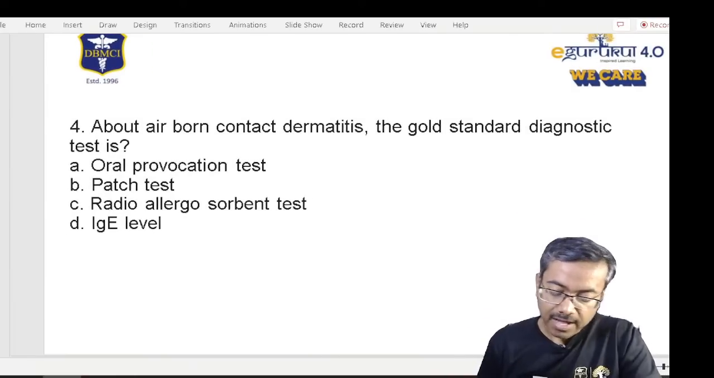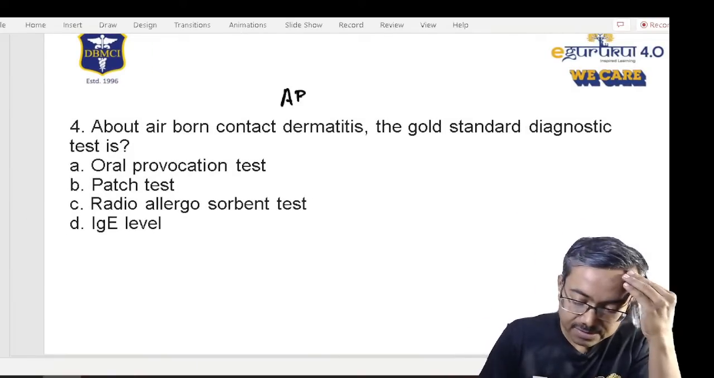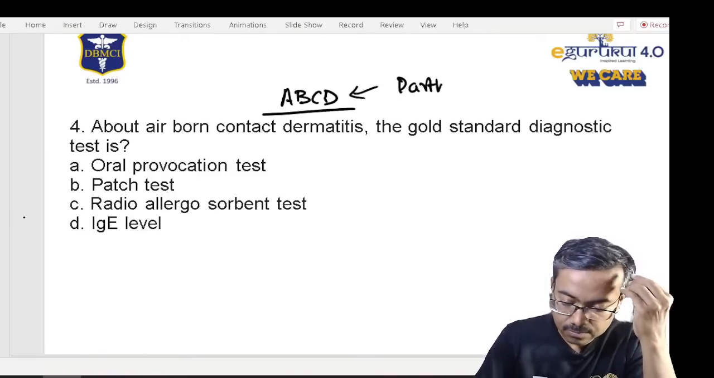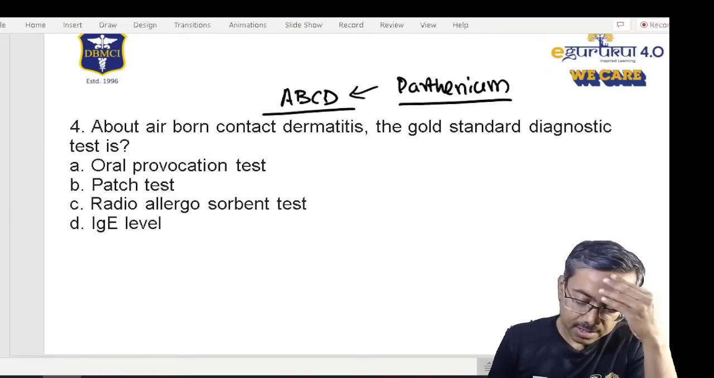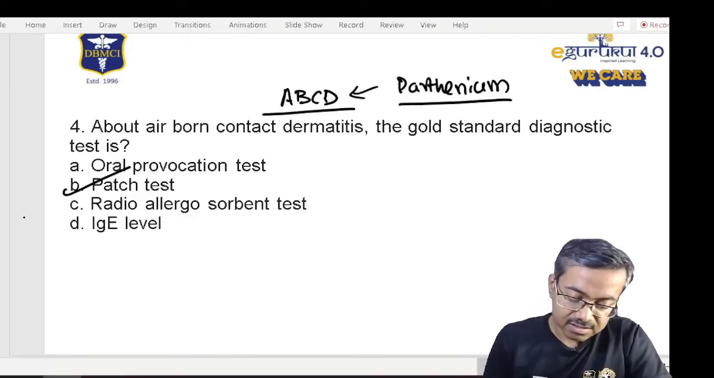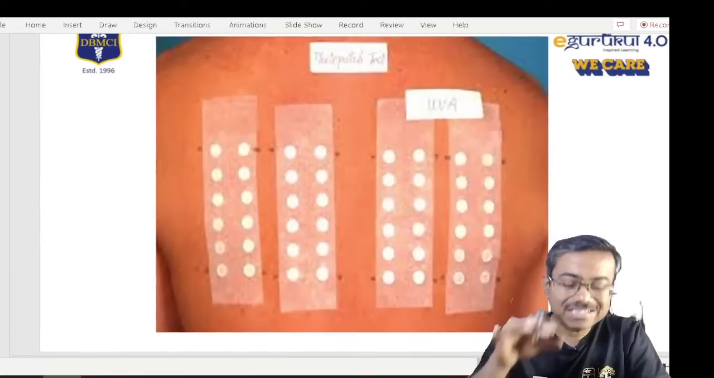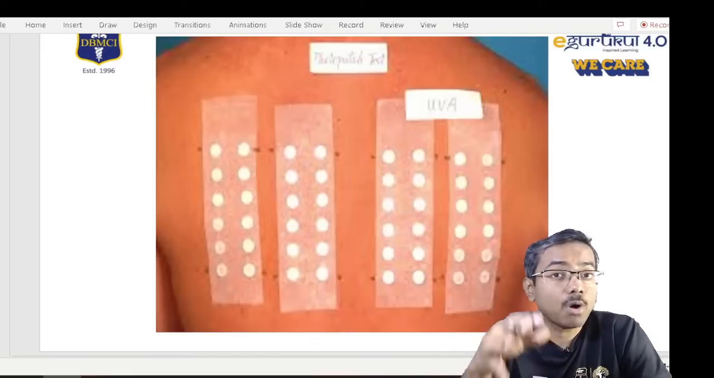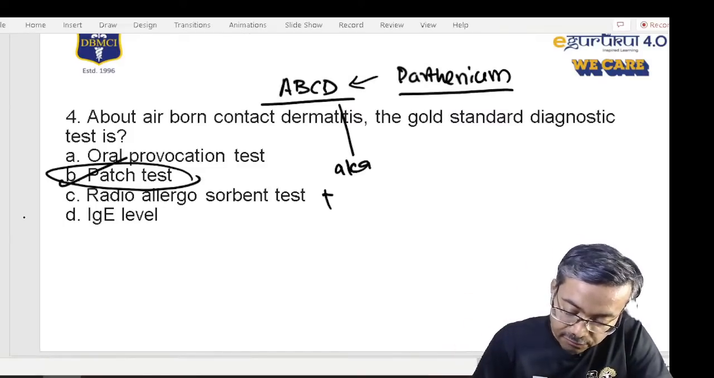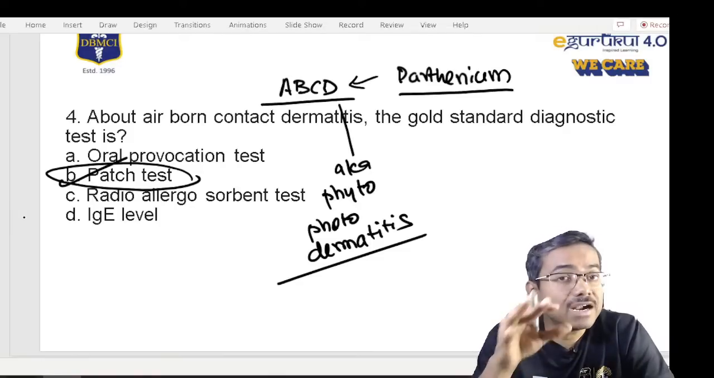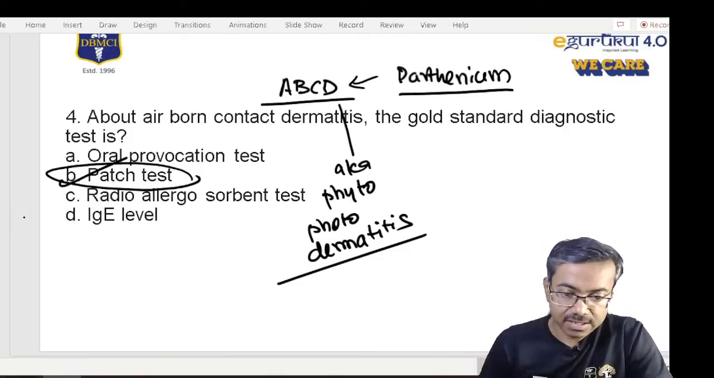Okay. About airborne contact dermatitis, short form ABCD. The gold standard diagnostic would be, this is parthenium induced. Parthenium induced, and usually you do a patch test to test for parthenium and sunlight. Patch test is what? You put a patch on the back and test for parthenium and sunlight. That's called ABCD, airborne contact dermatitis, also called phytophotodermatitis. What is it called? Phytophoto. Phyto means plant, photo means sun. Plant and sun dermatitis. Okay.